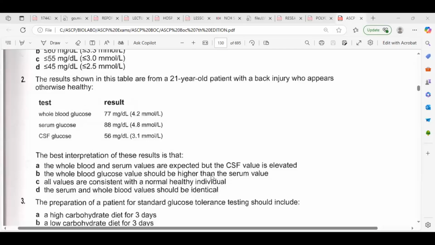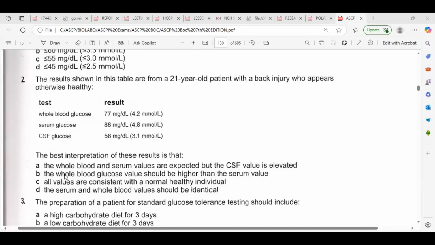Who can answer this one? You can mute yourself and answer, and then I will try to tell you what they really want you to know when they display this particular question. You can see they are saying whole blood glucose is 77, serum glucose is 88, and glucose of CSF is 56 milligram per deciliter. They are asking, how do we interpret this result?